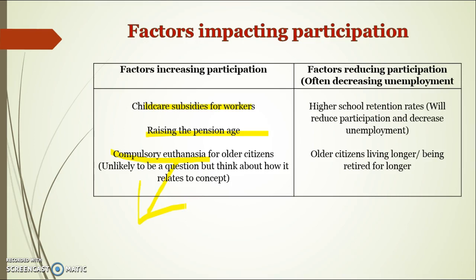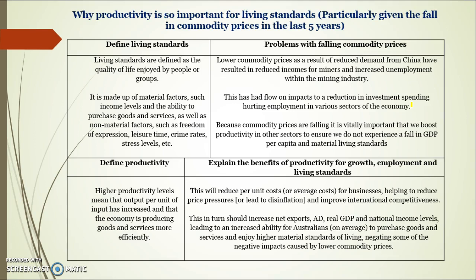Factors reducing participation, often decreasing unemployment, would be things like higher school retention rates. Again, as I said to you, that would decrease participation because you can't be part of the labour force if you're still at school, but it could decrease unemployment because you're not unemployed if you're still at school. And youth unemployment's really high when people drop out. Older citizens living longer also decreases participation because they're more likely to retire.